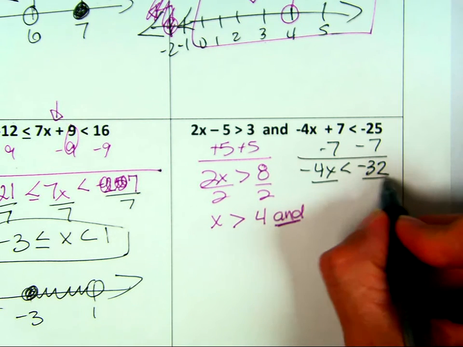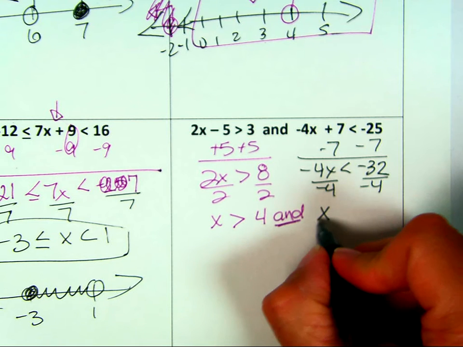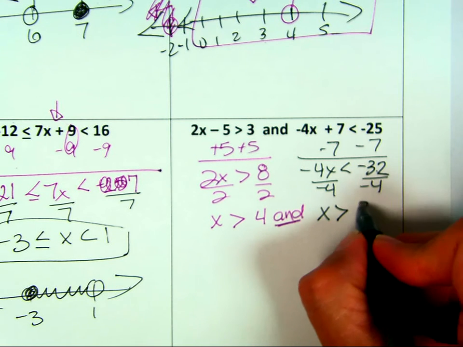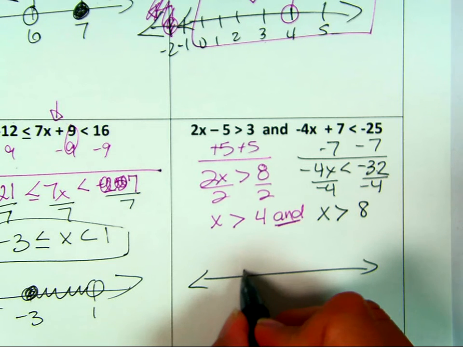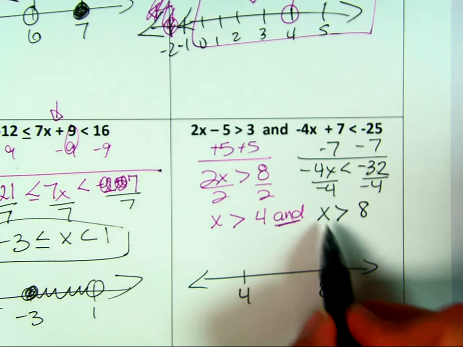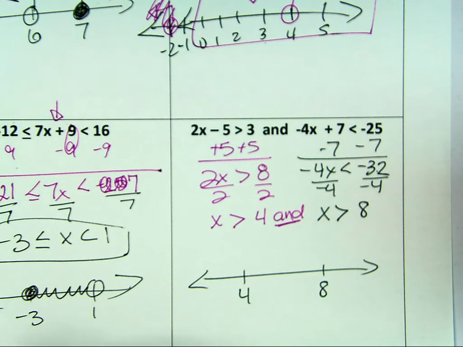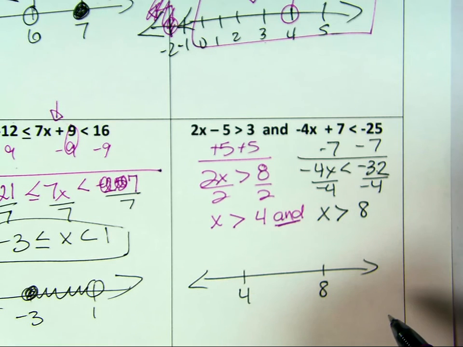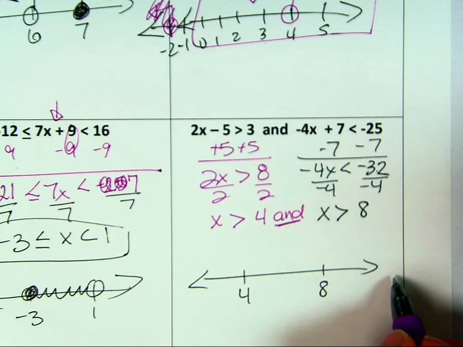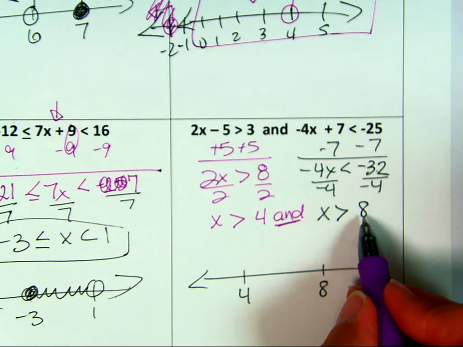I'm dividing by a negative, so we have to be really careful here. I'm dividing by a negative. X is greater than 8. So now I've got a 4 and I've got an 8. It says x is greater than 8 and x is greater than 4. But remember, it has to be both things. It's an and. It has to be both greater than 4 and greater than 8. That means over here doesn't work. Well, wait, over here works, but over here doesn't work. Sorry. 5 is greater than 4, but it's not also greater than 8.